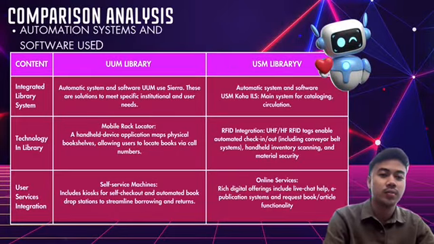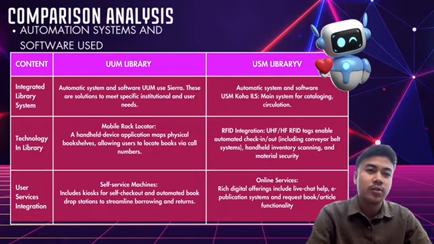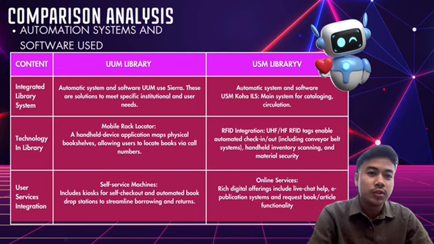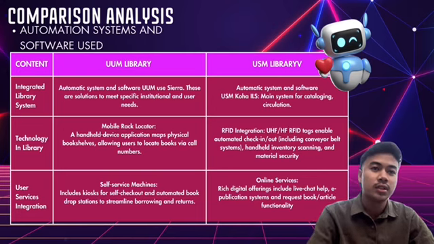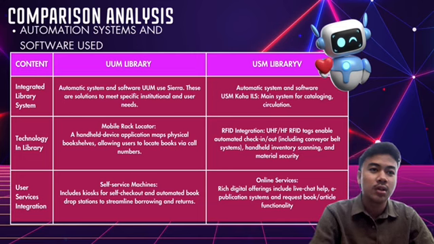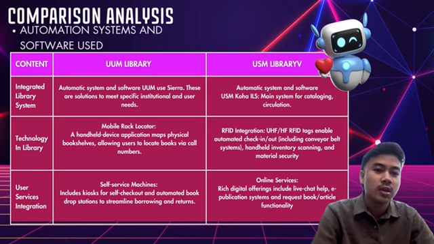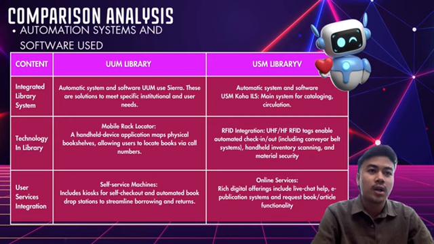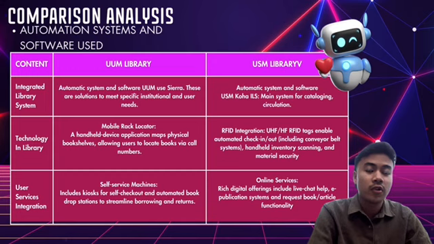I would like to share with you a comparison of library automation, system and software used. For UUM Library and USM Library, the content is integrated library system, technology in library, and user service integration. Okay, first, the integrated library system that UUM Library uses, automation system and software. UUM uses Sira. This is a solution to meet specific institutional and user needs. And then USM Library uses Koha, automation system and software. For USM, Koha is the main system for cataloging and circulation.